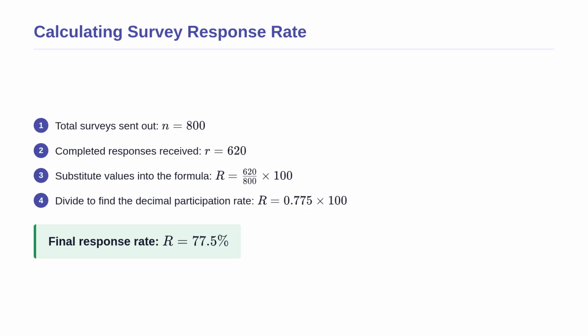We know our N variable is 800, and our R variable is 620. We substitute these into our equation, dividing 620 by 800. This gives us a decimal value of 0.775, representing roughly 3/4 of the students. Multiplying by 100 gives us our final answer of 77.5%. Physically, this high number tells the researcher that the collected data is highly reliable and accurately represents the broader student population.